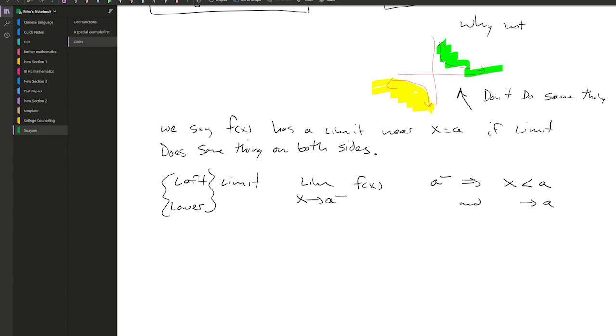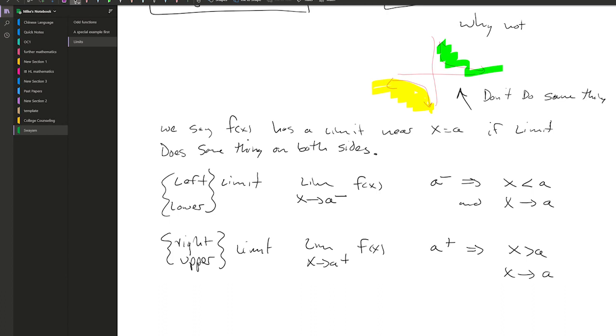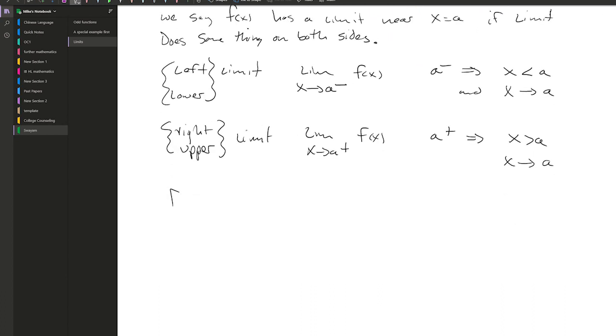Let me be careful about writing that x. And so the right limit, or upper limit, is the limit as x goes to a from above of f of x. And that means a plus is x bigger than a, x getting smaller to a. And so a limit exists, f of x has a limit, if the limit as x goes to a from below of f of x is the same thing as the limit as x goes to a from above of f of x.